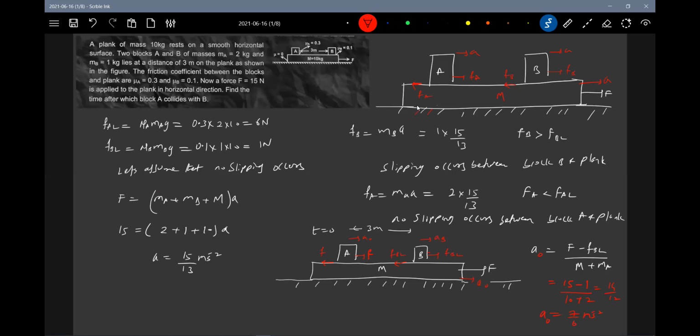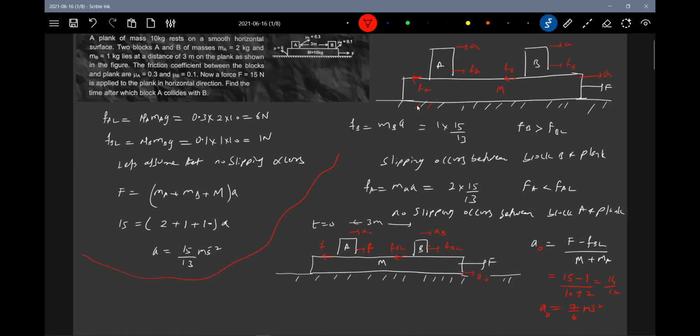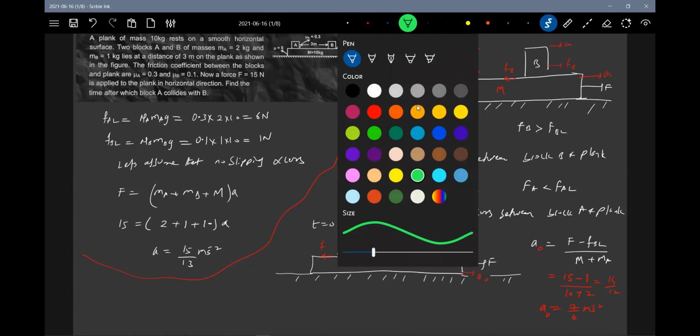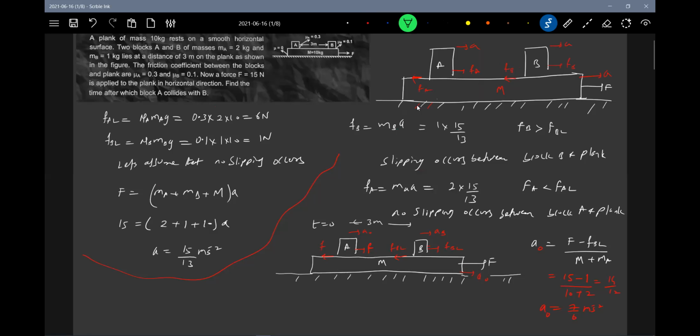What about how to calculate A_B? A_B will become F_BL by M_B. F_BL is how much? F_BL is 1. M_B is how much? Again 1. Okay, now we got this.